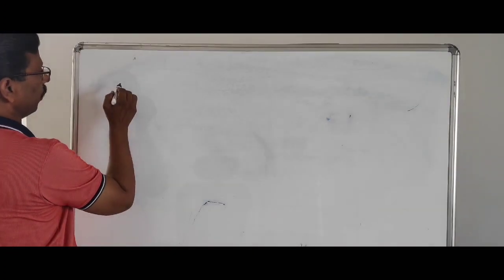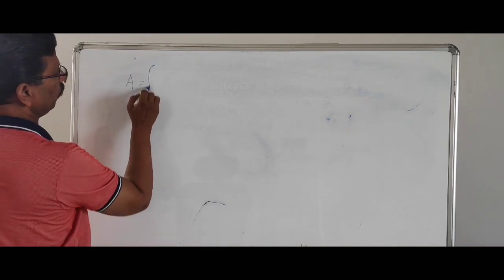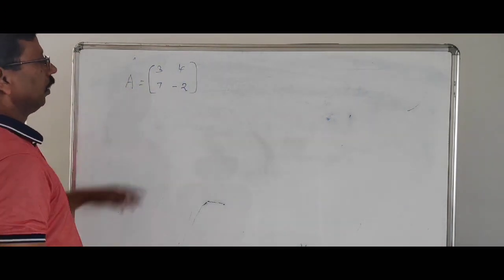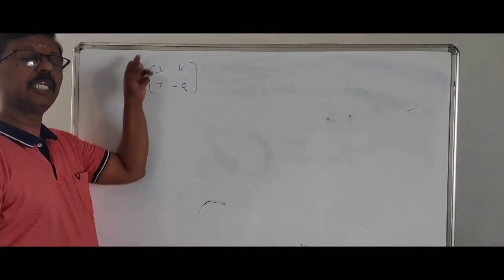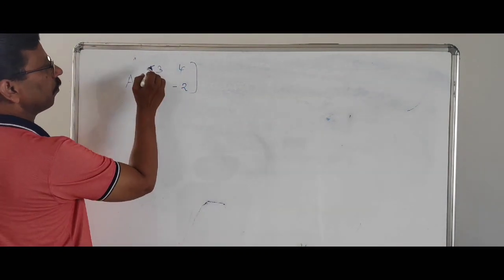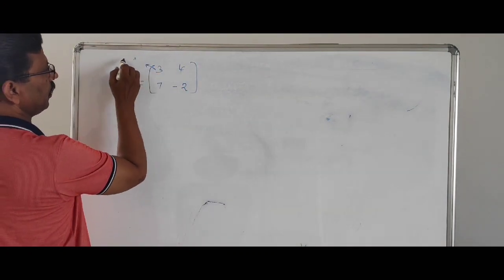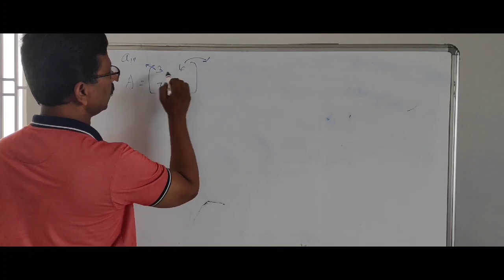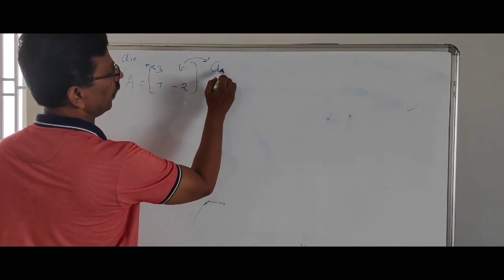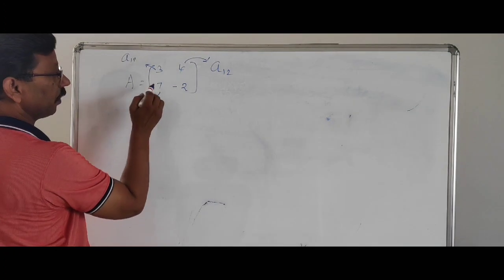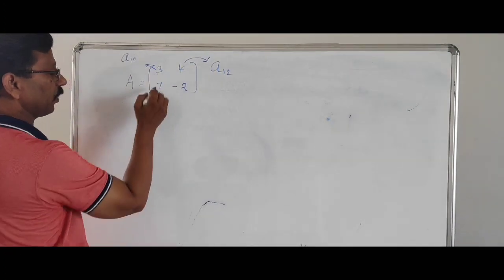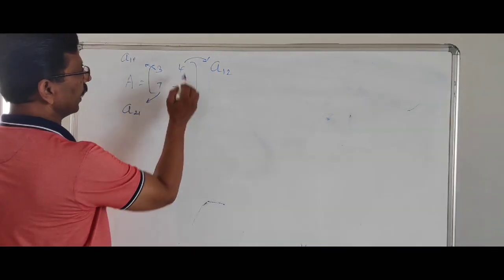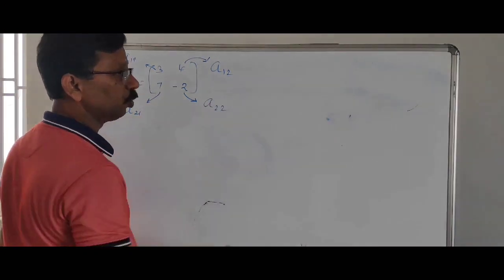Let us consider a 2 by 2 matrix. Capital A is equal to 3, 4, 7, minus 2. Now it is a 2 by 2 matrix. Here we have 4 elements. For these 4 elements we can find the minor. The position of this element 3 is A11 because it stands in the first row, first column. Now this element 4 stands in the first row, second column, hence denoted by A12. Now the element 7 is standing in the second row, first column, hence denoted by A21. Now this element minus 2 stands in the second row, second column, hence denoted by A22.